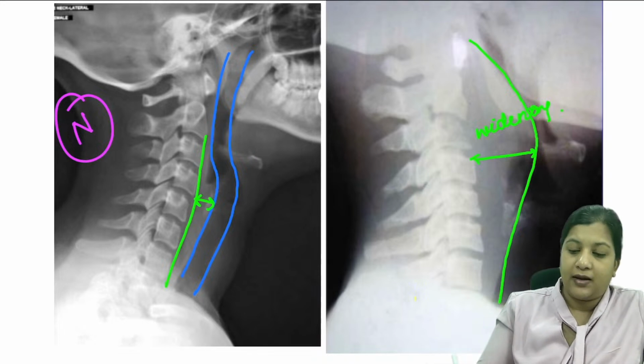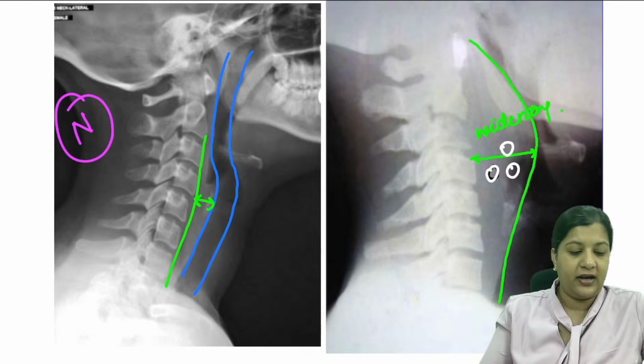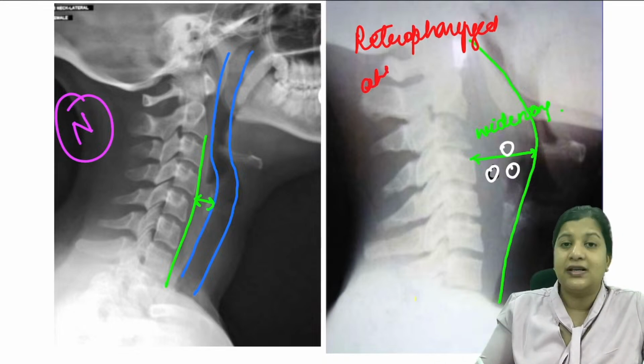Okay. Sometimes you can have air bubbles like this or an air fluid level also. So what do you think? Which kind of an abscess? Very good. This would suggest to you the possibility of a retropharyngeal abscess. So this is an X-ray image of retropharyngeal abscess.